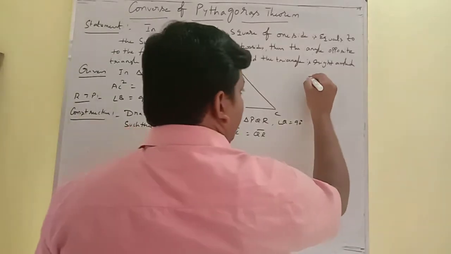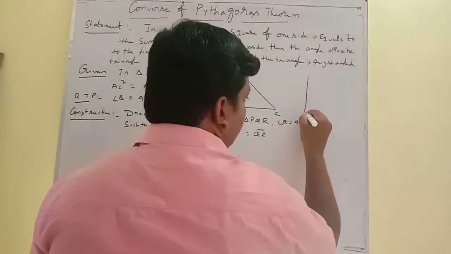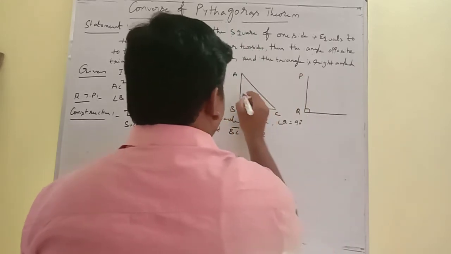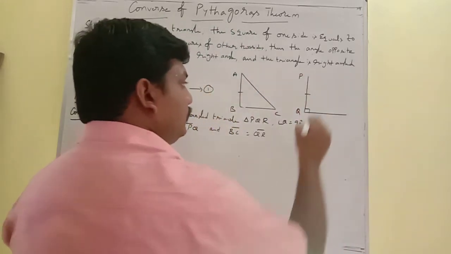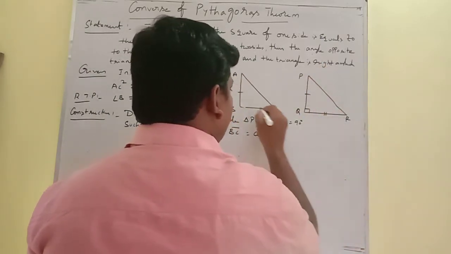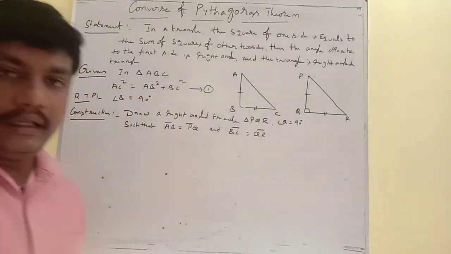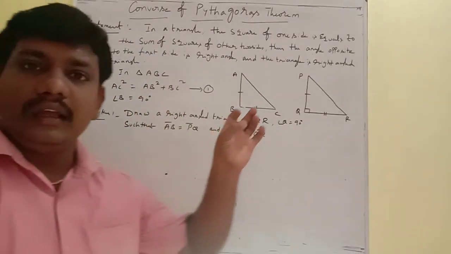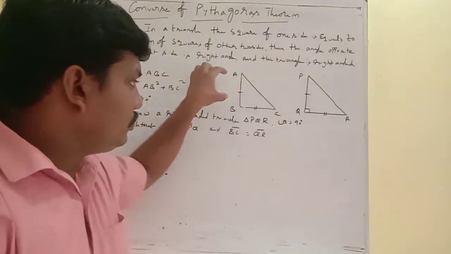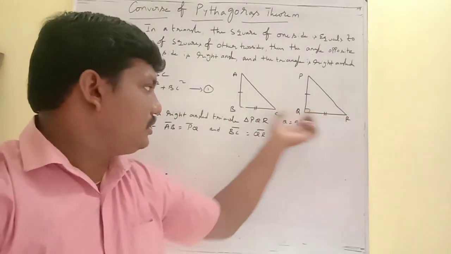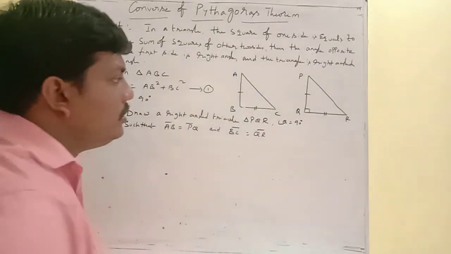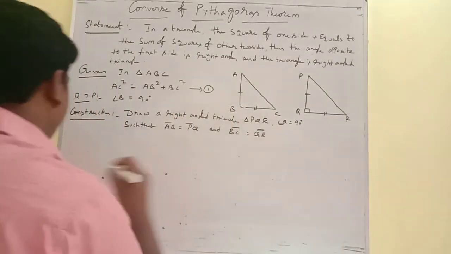Let me consider a right angle triangle. This is the right angle. This is PQ, and PQ length is equal to AB length. This QR length is equal to BC length. So we have to construct a right angle triangle PQR, where the length of PQ is equal to the length of AB and the length of QR is equal to the length of BC. So here angle Q is equal to 90 degrees. Now the proof.